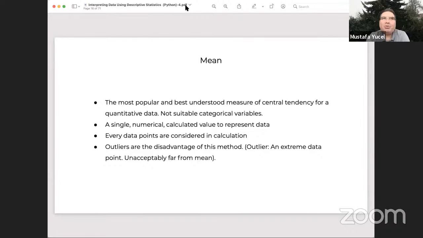When you go to the advanced parts of statistics and machine learning, even deep learning, you will see this measure, mean, everywhere. Almost everything is based on the mean. Even machine learning and deep learning are built on how far data points are from the mean. In its simplest form, it's the mean.